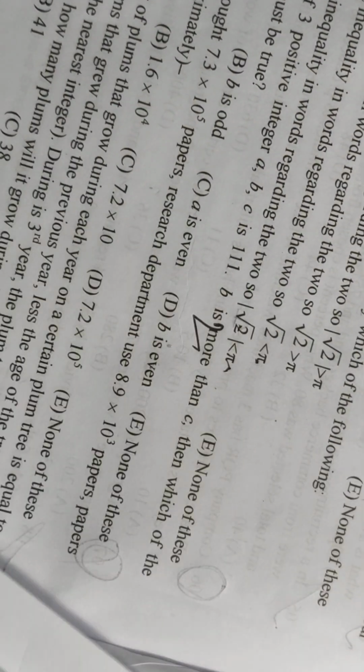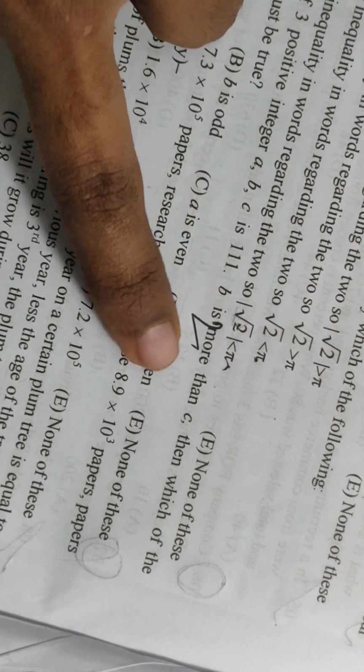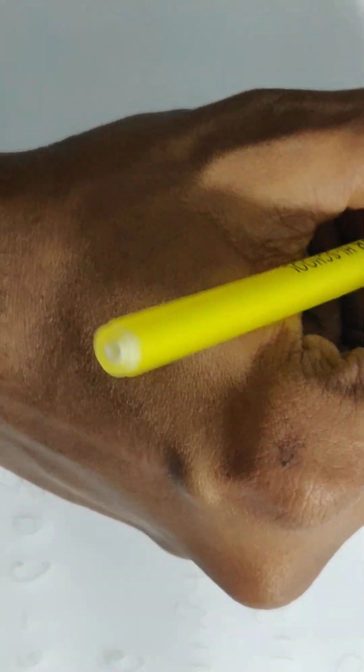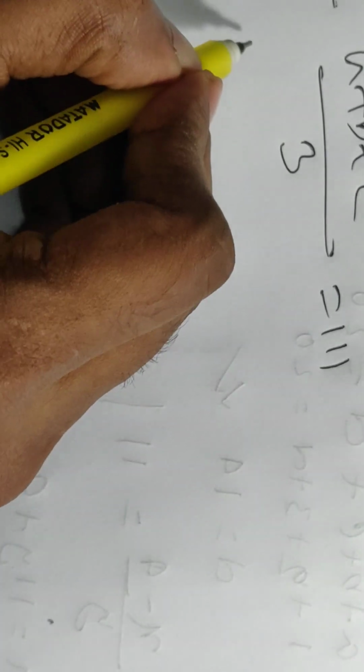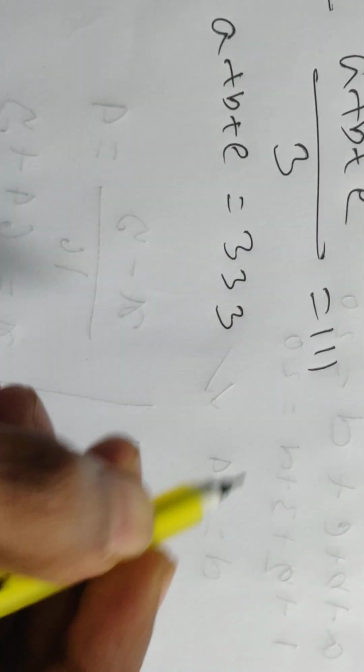You know the answer. Then number 16: the average of three positive integers a, b, c is 111, b is 2 more than c, so which is true? You know how to get the average. a plus b plus c divided by three positive numbers equals 111. Then a plus b plus c is 333.